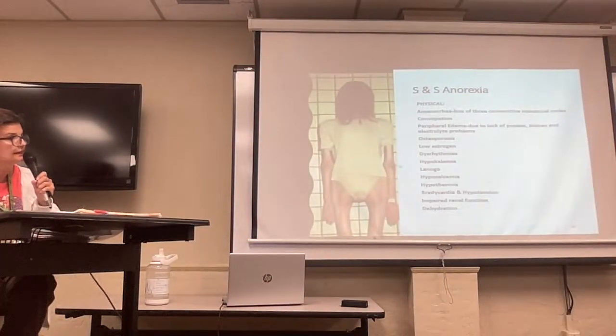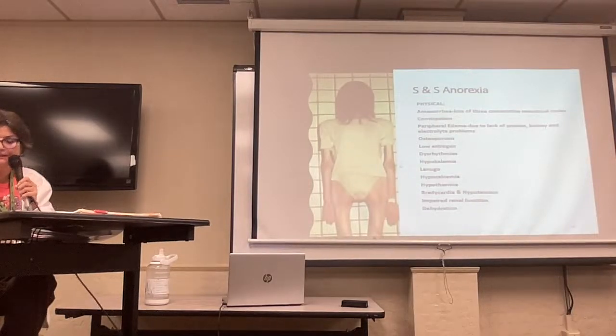Constipation, they're going to have loss of bowel motility because they're not going to have a bowel movement. They're too busy vomiting all their food up. Peripheral edema due to lack of protein in kidney and electrolyte problems. So these patients are basically at death's door. I had a patient with osteoporosis at the age of 16.